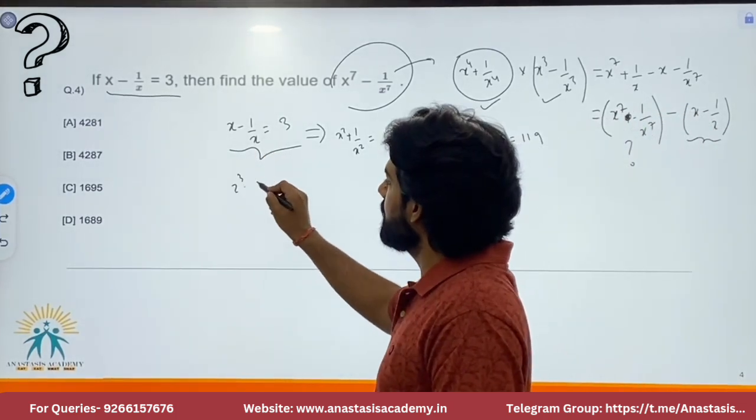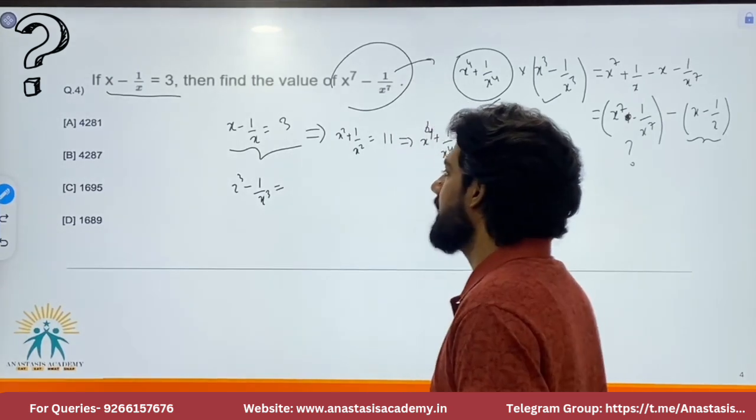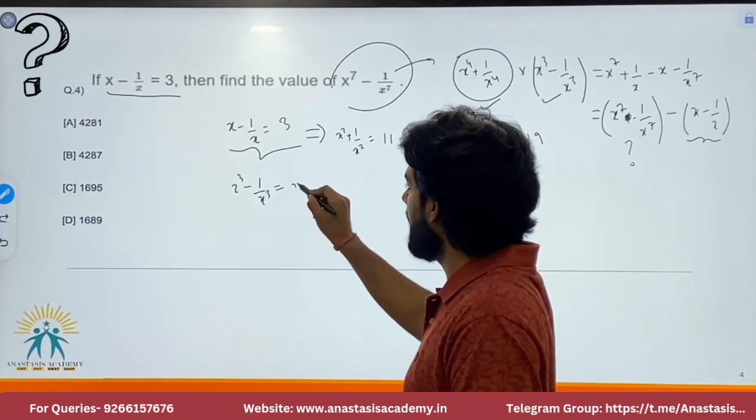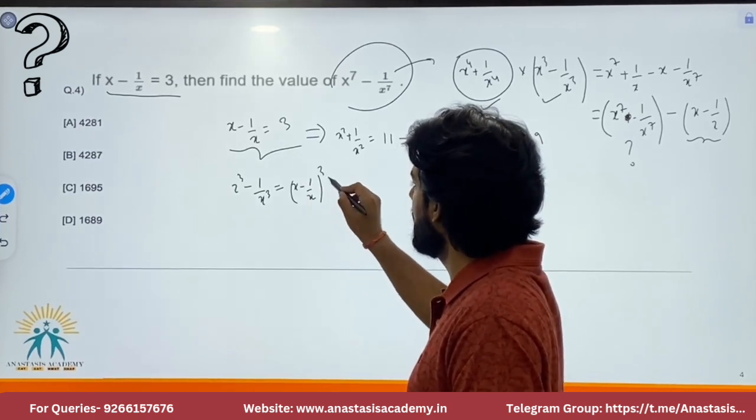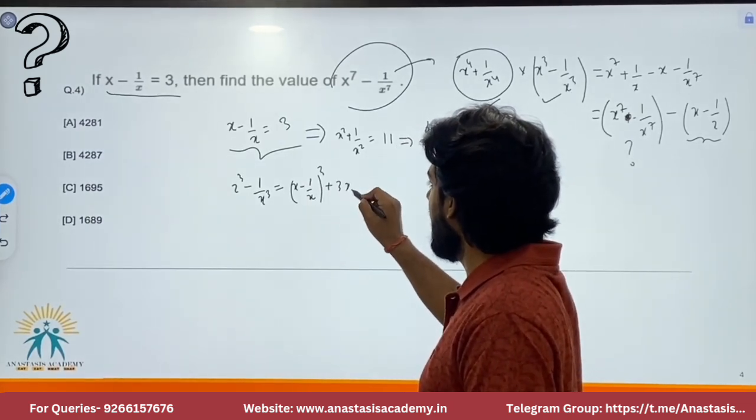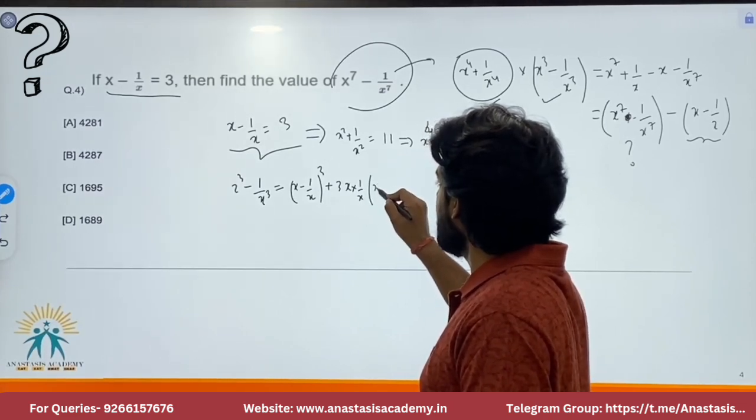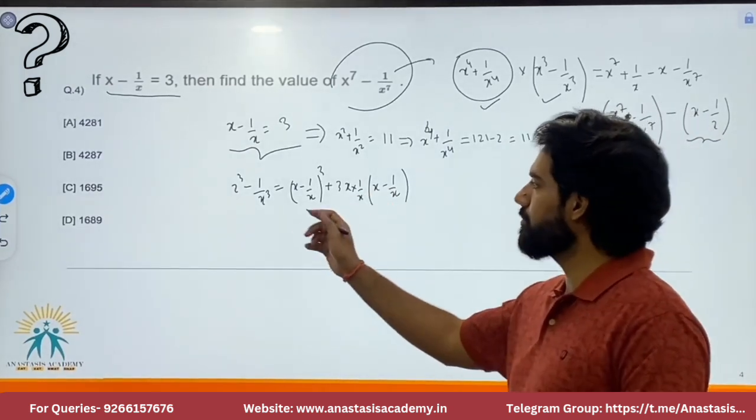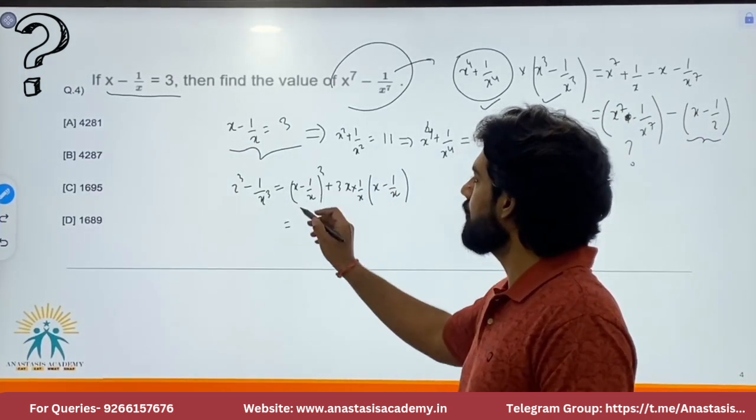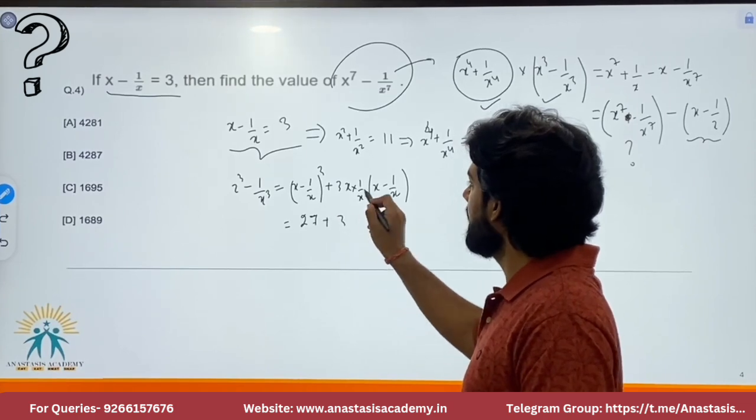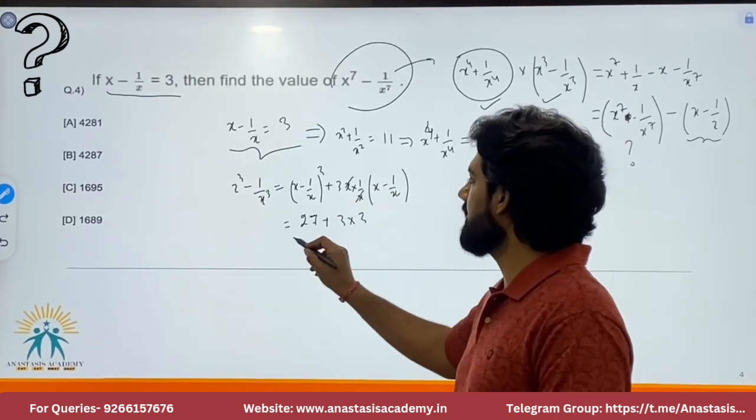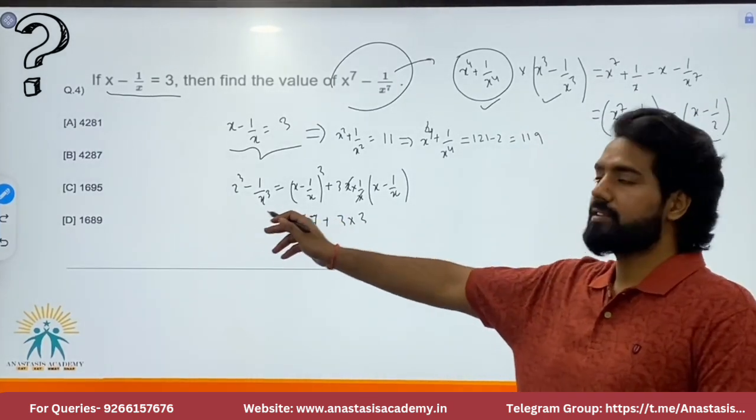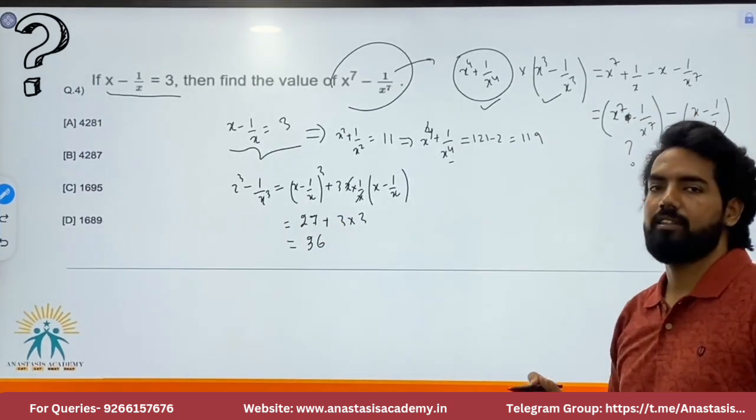I can find x cube minus 1 upon x cube from the identity a minus b whole cube. I can write a cube minus b cube as x minus 1 upon x whole cube plus 3ab into a minus b. So this is the expression for a cube minus b cube, or x cube minus 1 upon x cube. It will become 3 cube is 27 plus 3 times 3, this gets cancelled, and it becomes 36. So now I have x cube minus 1 upon x cube and x raised to the power 4 plus 1 upon x raised to the power 4.